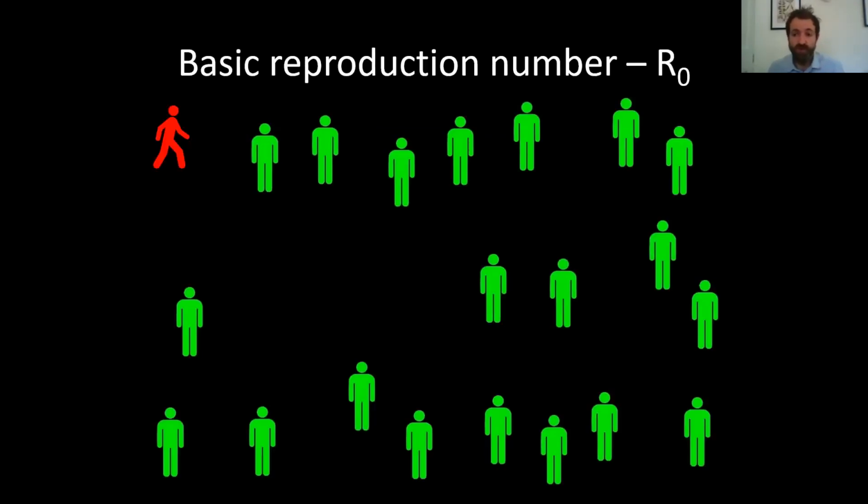So it's really important to understand this number. It tells us whether the disease is going to take off or not. If each new person that gets infected passes the disease on to more than one new susceptible individual, then that means the disease is going to take off. It's going to spread exponentially, at first at least.